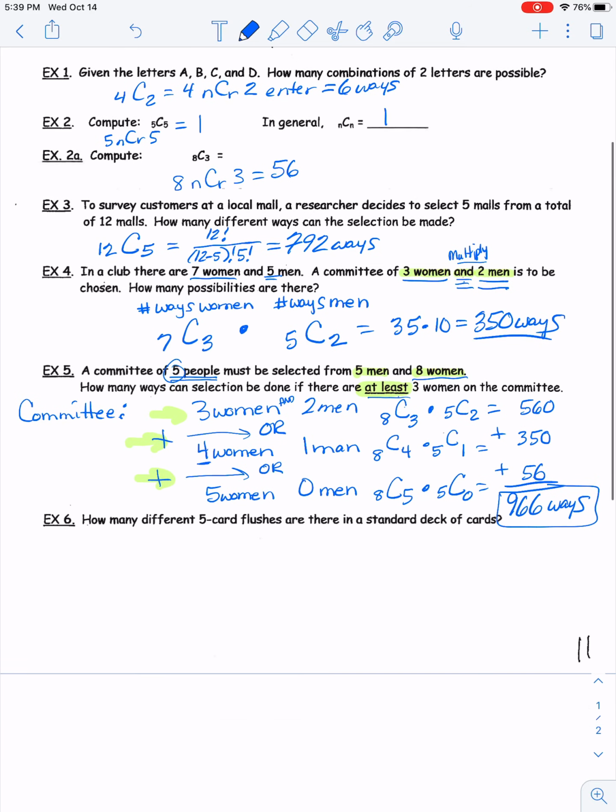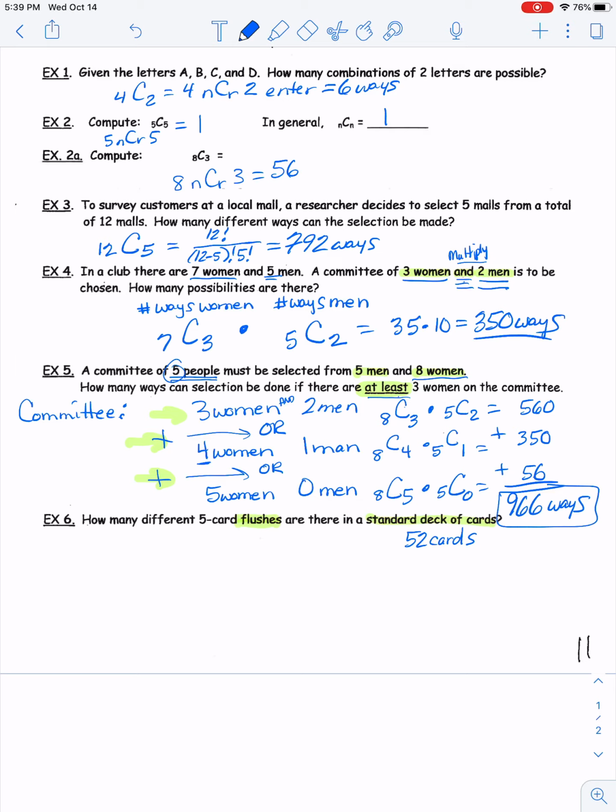All right, lastly, this is kind of a bonus, and I have it on my guided notes, so I'll show you how to do this. We haven't talked much about decks of cards with your probabilities at this point, but here's the deal. It says how many different 5-card flushes are there in a standard deck of cards? I'm relying on you knowing what a flush is and also what a standard deck of cards is. A standard deck of cards is simply a common deck of 52 cards. I know some of you don't play cards much anymore, but that's our deal.